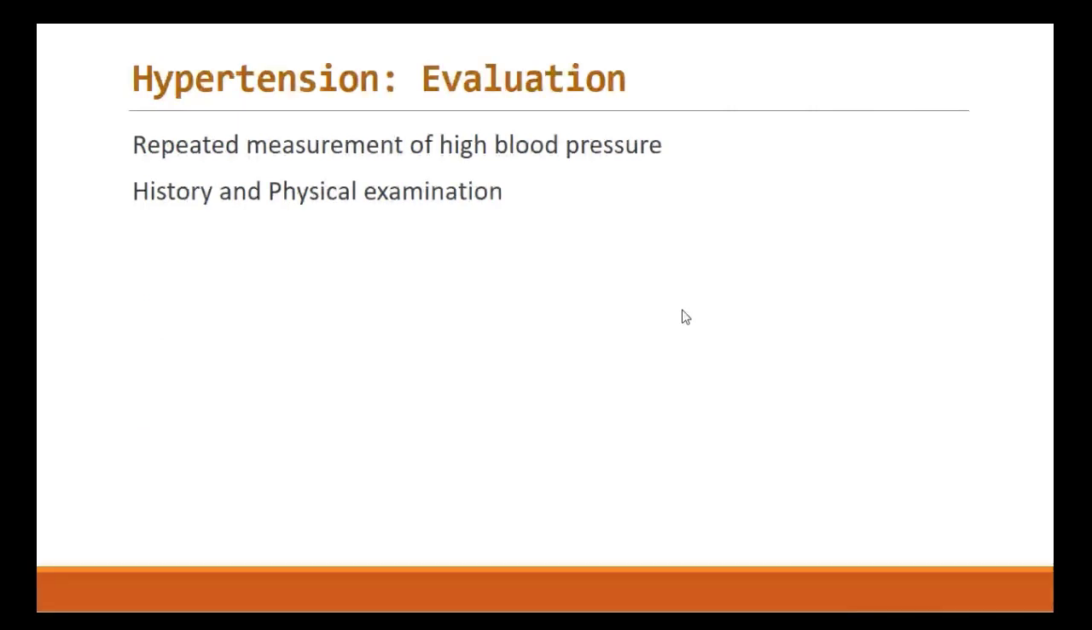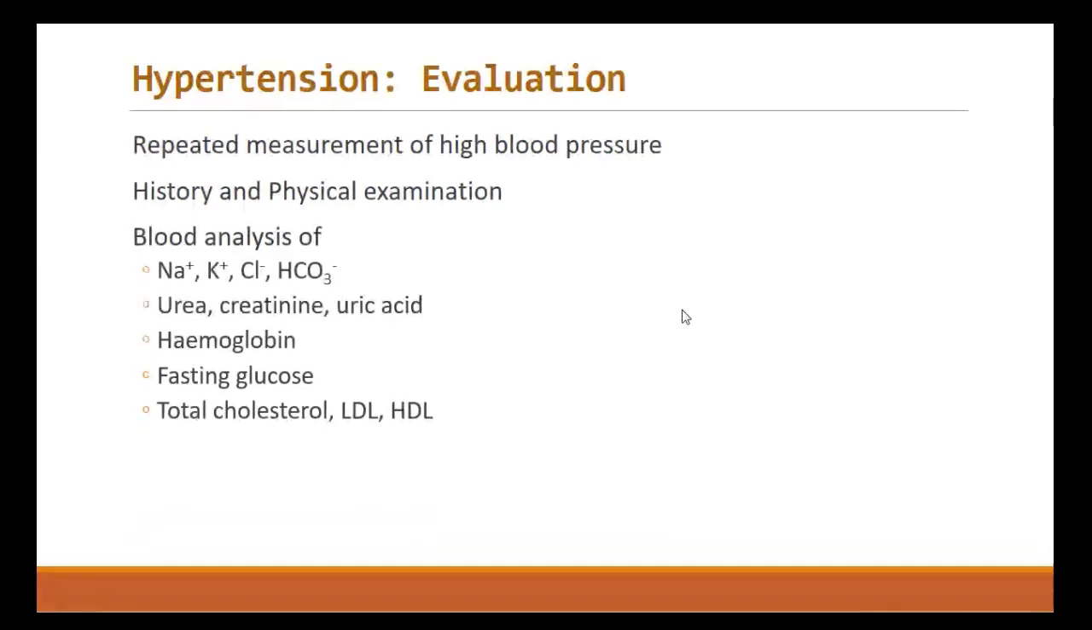So evaluation is by repeated measurements of high blood pressure. You take history from the patient, do physical examination. You can also look at electrolyte levels, urea, creatinine, hemoglobin, fasting glucose, cholesterol levels, LDL, HDL, and I will explain these later when we talk about atherosclerosis in more detail. You can do urinalysis.